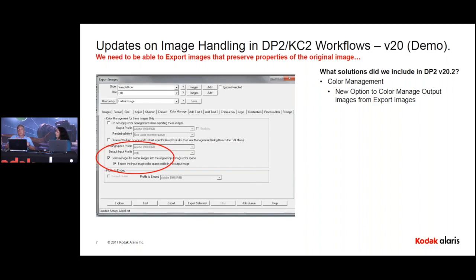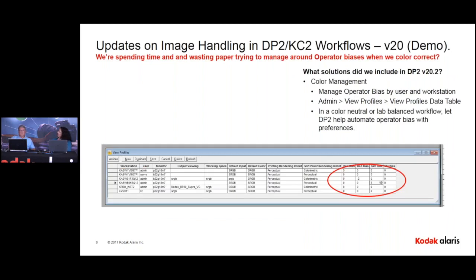This goes along with some of your photographers requesting images to be exported back to them with the same characteristics as you received them. So that would include color space. In the export images dialog, there are checkboxes that you can use to automatically tell DP2 to color manage the images back into their original color space. These would override whatever color management selections you had made in the printer queues or the printer table.